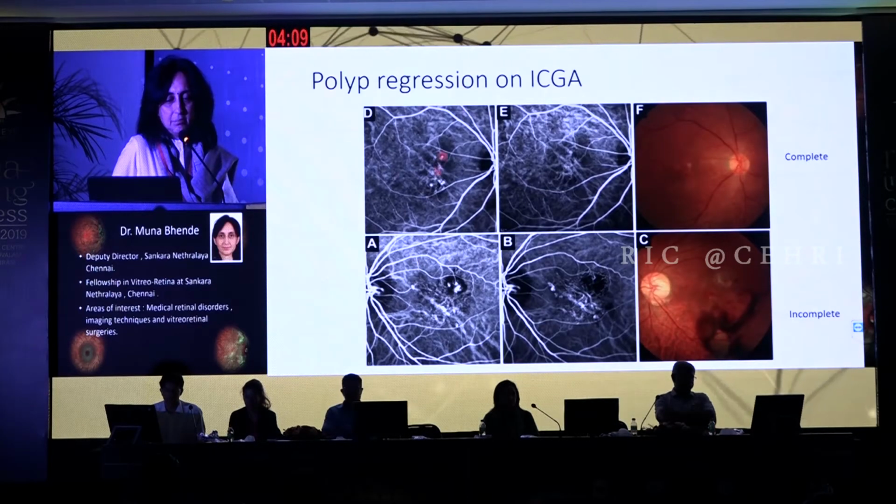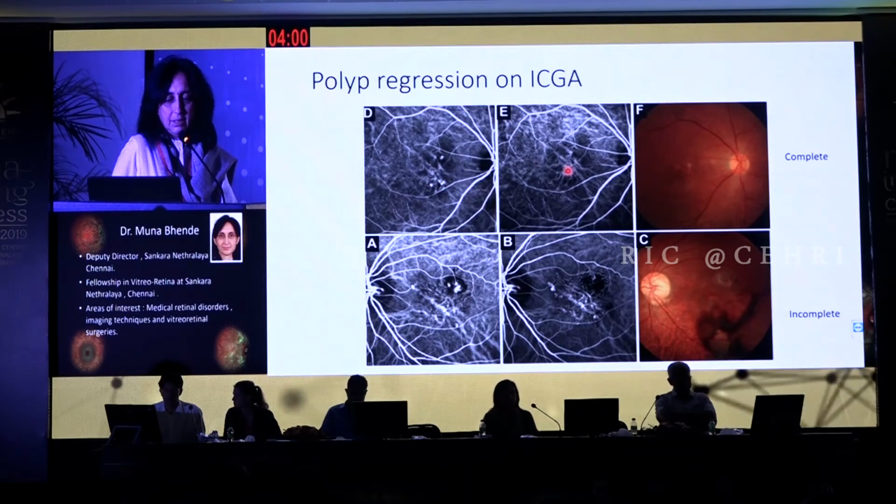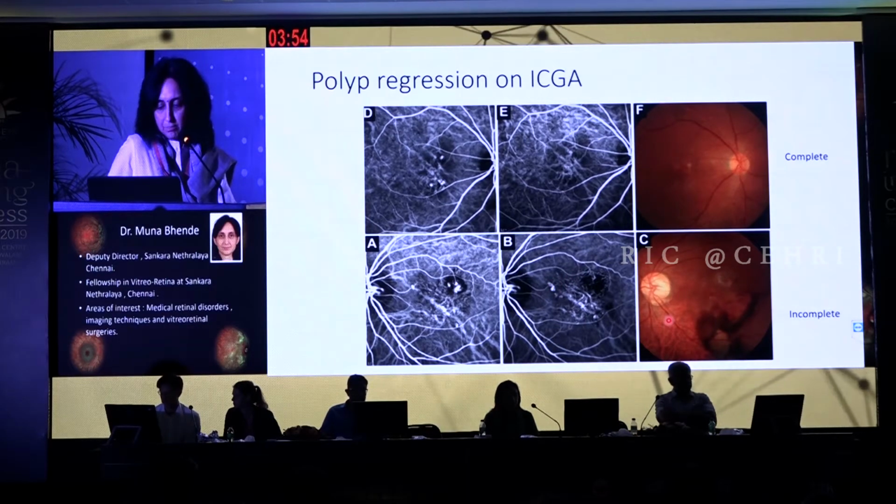So this is an example of a patient with a complete regression on ICG. You see the vascular network with the polyps, and post-treatment they disappear. This is complete regression, whereas in this case you see there are some more polyps still active, and this is incomplete or partial regression.